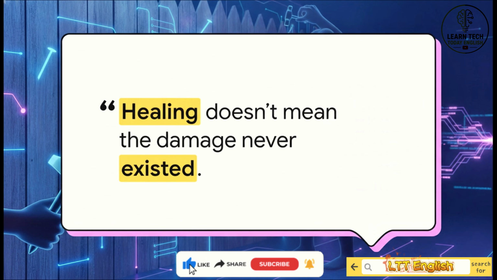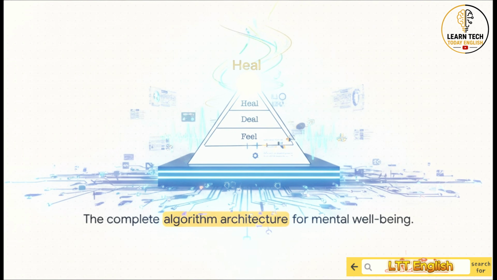Emotional damage in our operating system is just like that. Healing doesn't mean the damage never existed. It simply means the damage no longer controls your life. And this brilliantly illustrates the complete algorithm architecture.